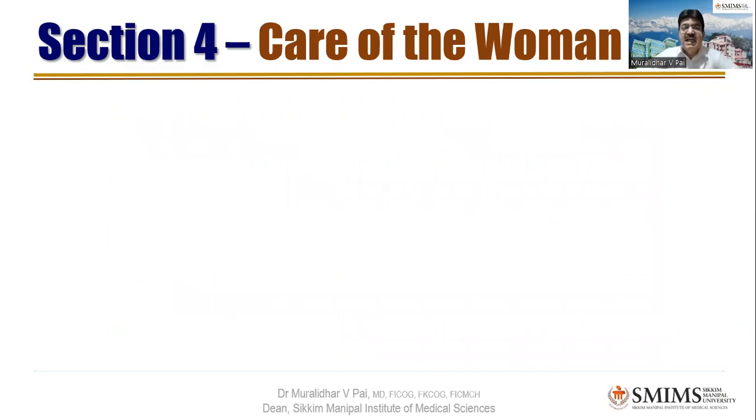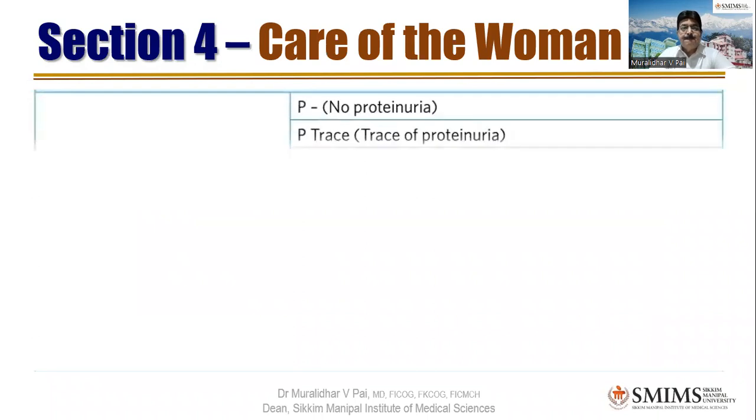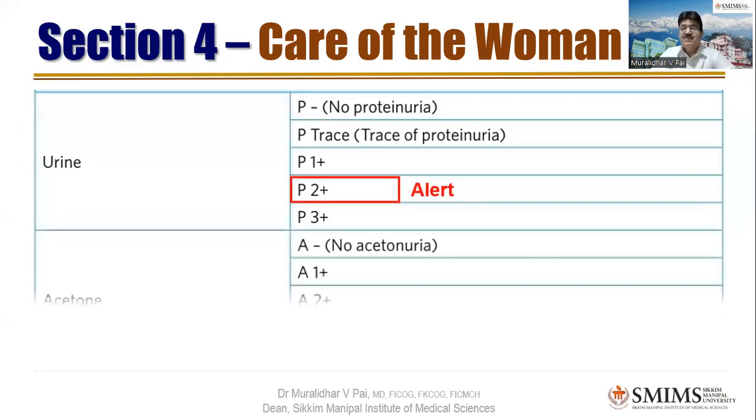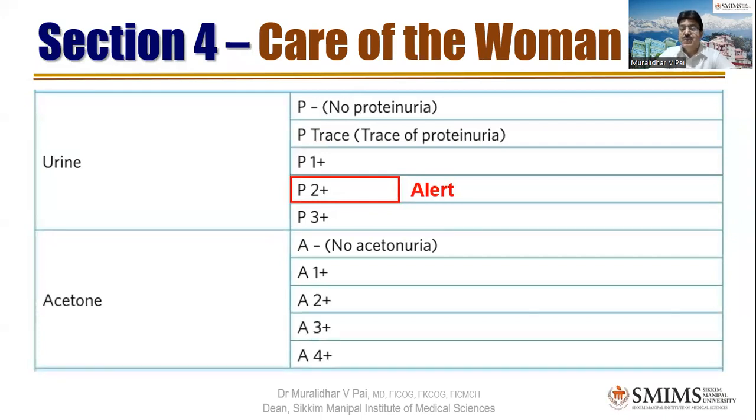Section 4 is care of the woman. And here it is urine we are talking about. P0 is for non-proteinuria, and then trace, P1 plus, 2 plus, and 3 plus. No prizes for guessing, P2 plus onwards is an alert. Of course, P3 plus is automatically an alert. Acetone, again, A2 plus onwards is an alert. Okay, so 3 plus, 4 plus is definitely an alert.